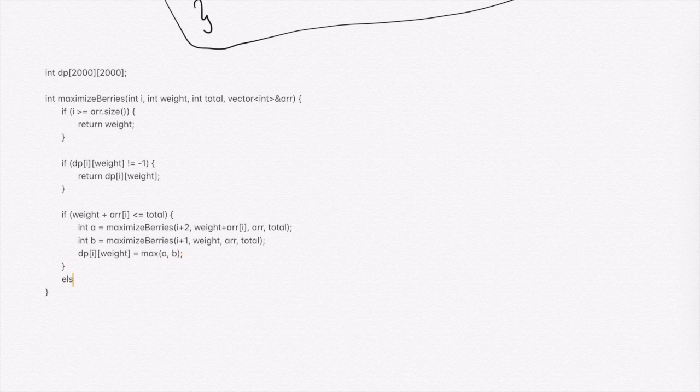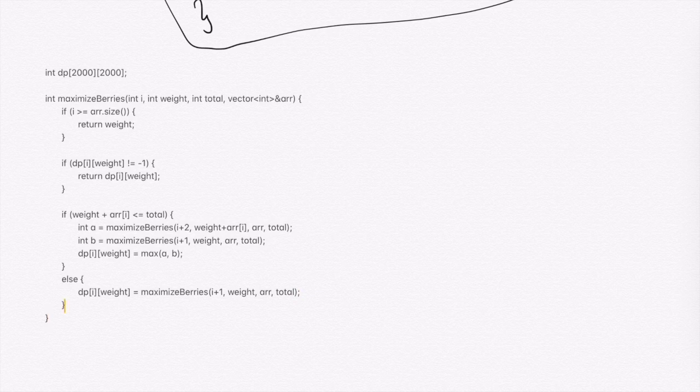And in the last scenario that we have here, dp of I comma weight equals maximize berries, right? And we don't have a choice. We cannot pick the current element because it increases the weight beyond the limit of the total that we can achieve, right? So we don't have a choice. So we make it I plus 1 comma weight because we cannot choose the current element, and the last two parameters just tag along, right?